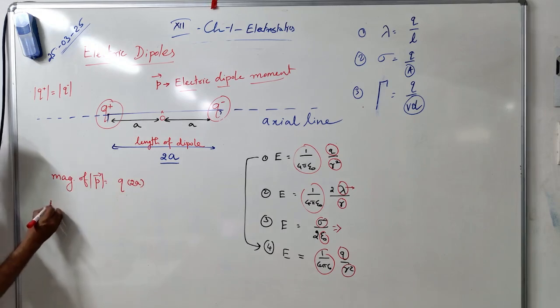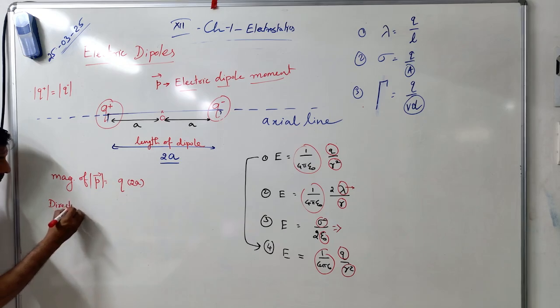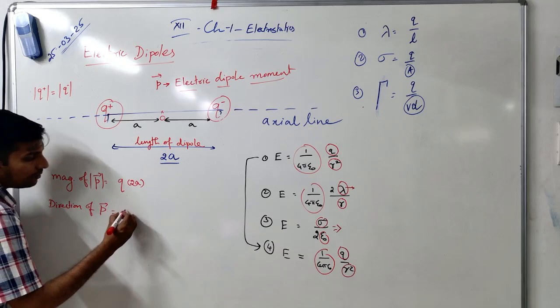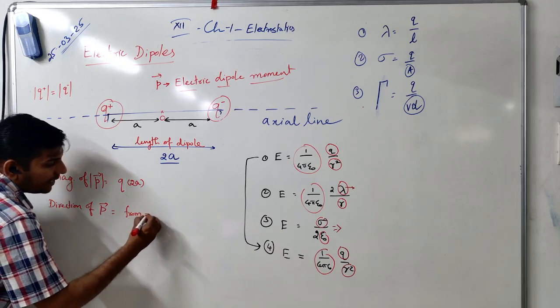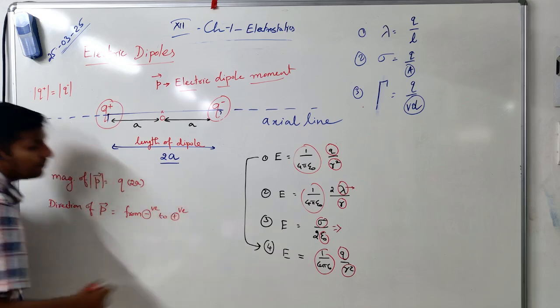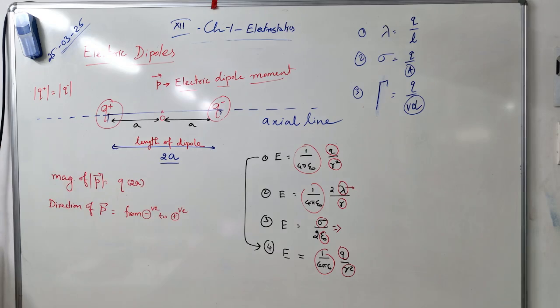And what's the direction of the dipole moment? Direction of the dipole moment is always from negative to positive.